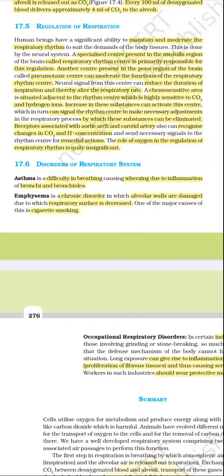Disorders of the respiratory system. Asthma is a difficulty in breathing, causing wheezing due to inflammation of bronchi and bronchioles. Emphysema is a chronic disorder in which alveolar walls are damaged, due to which the respiratory surface is decreased. One of the major causes is cigarette smoking.